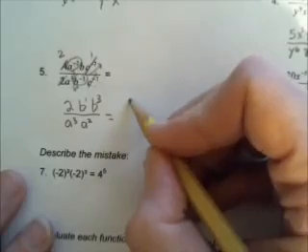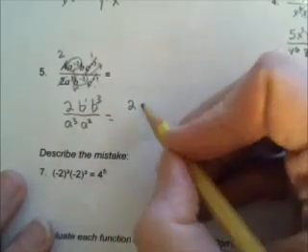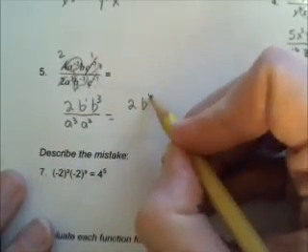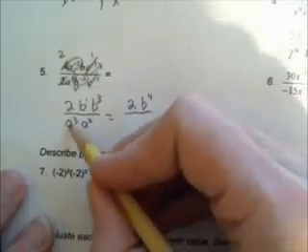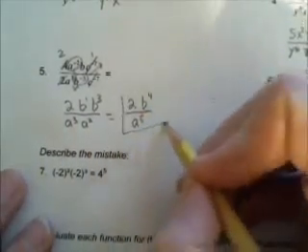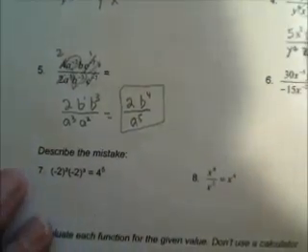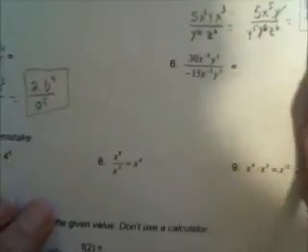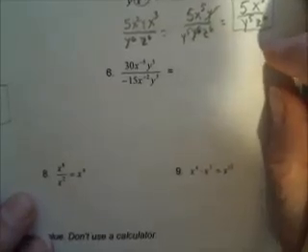There's an invisible 1 here. So this becomes 2 times b to the 1 plus 3, which is 4, all over a to the 3 plus 2, which is a to the 5th. One of many ways to do that problem. I'll probably say that 150 more times.